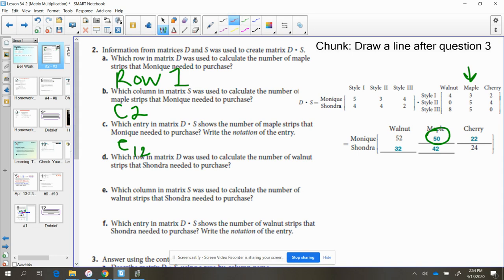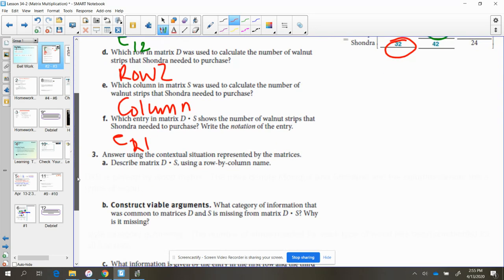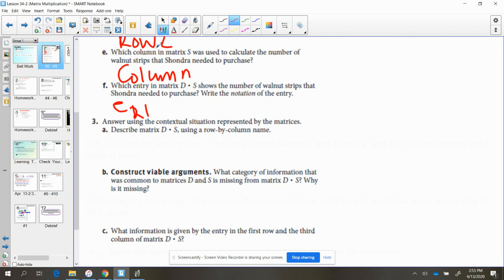So another example, if we were talking about row 2, so here's row 2, and in matrix S we were talking about column 1. Well, row 2 and column 1 would be entry 2, 1, aka row 2, column 1 in the product matrix.